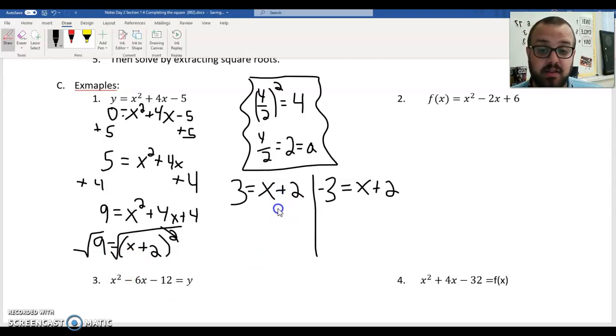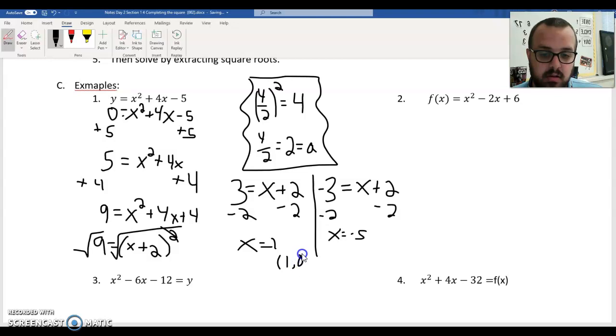I then go ahead and solve these two equations. And over here, I'm going to get that x equals 1. And over here, I'm going to get that x equals negative 5. So my roots would be (1, 0) and (negative 5, 0).